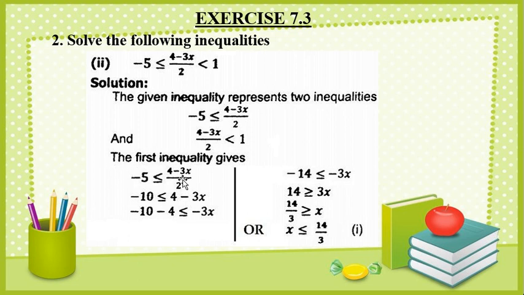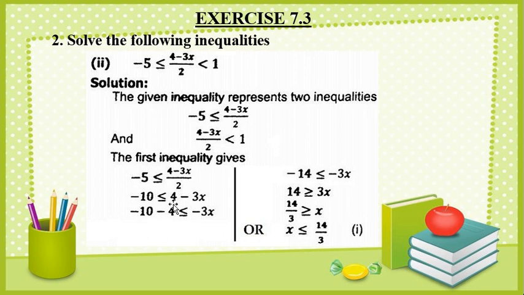Okay, so we are considering the first inequality. It gives me minus 5 less or equal to 4 minus 3x upon 2. Now we are observing that this 2 is in the denominator, dividing to the right hand side. I am moving it to the left hand side, so it will be multiplied. 2 5s are 10 with the minus sign. Minus 10 is less or equal to 4 minus 3x.